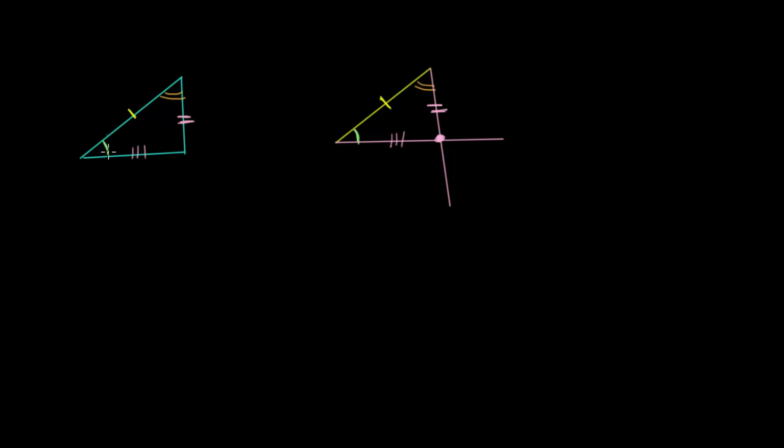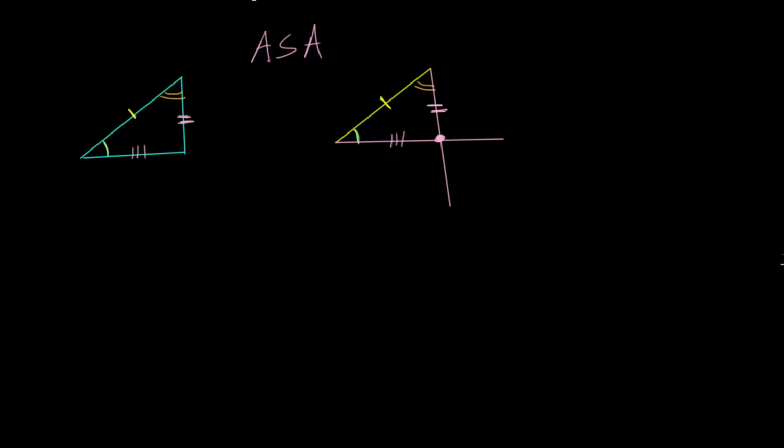Therefore, when you know two sets of equal angles and you know the side length between those two sets of equal angles is equal as well, then you know for sure that these two triangles are congruent. And that's by the angle side angle relationship.